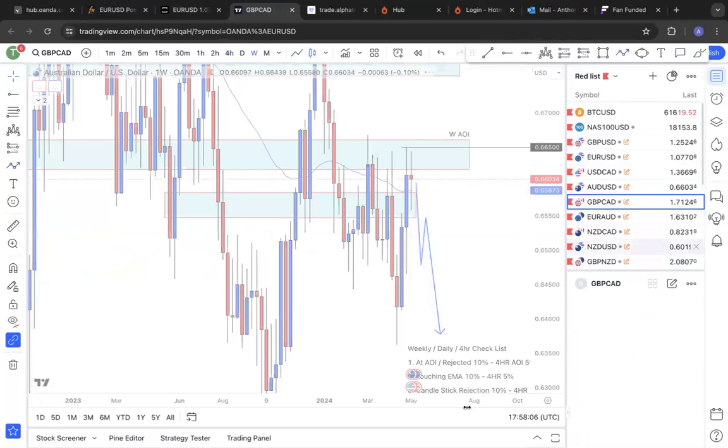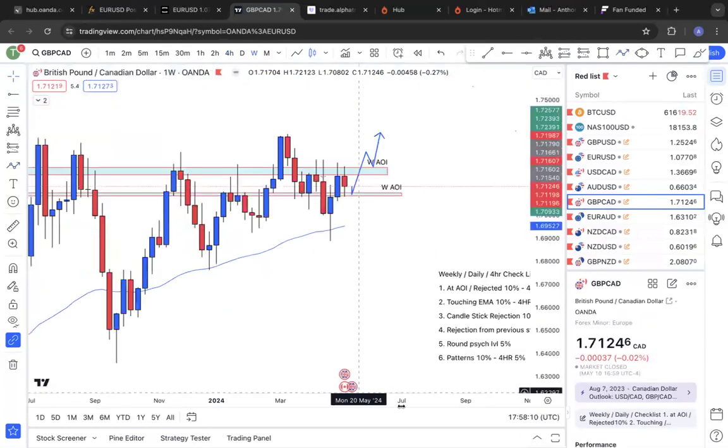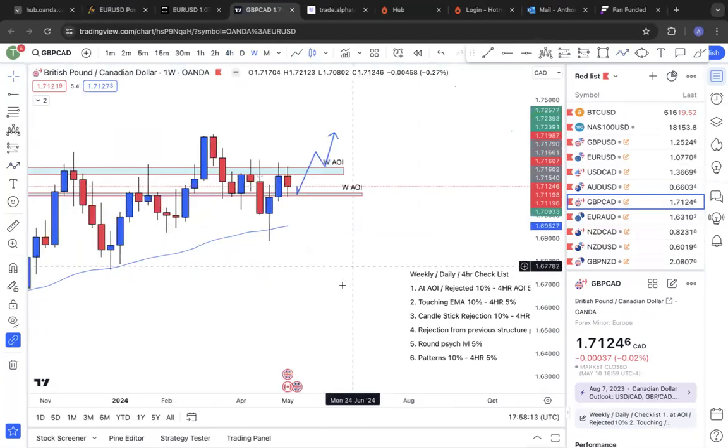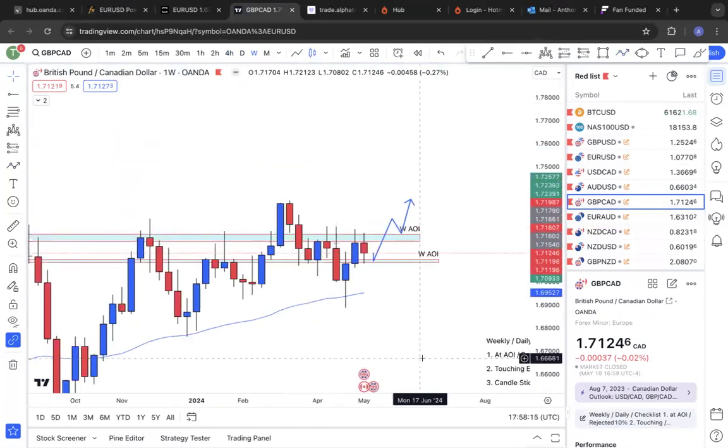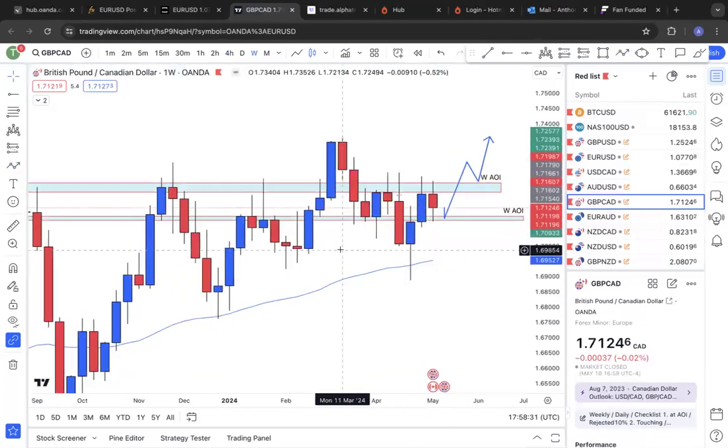GBPK. All right, weekly, let's see what we got. I don't even need my notes, but I want to make sure I keep that. All right, so this one is a little confusing. I have one just on my watch list because, like I said, we're in the middle of 2 areas of interest. We are bullish currently.